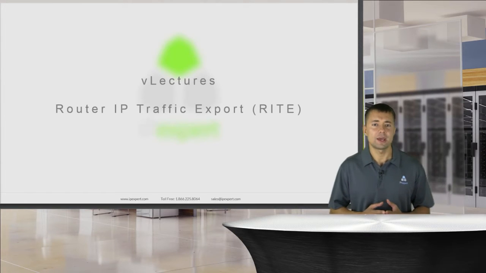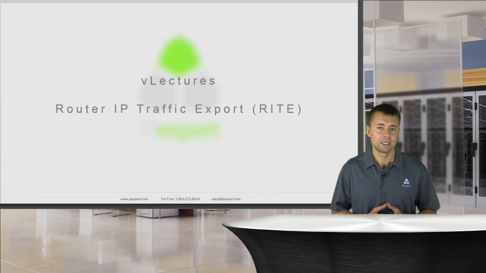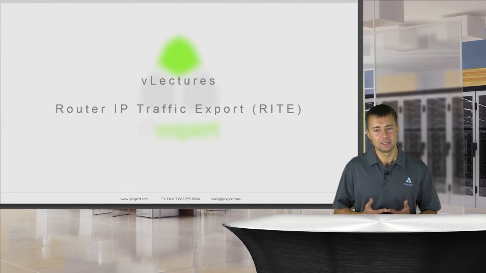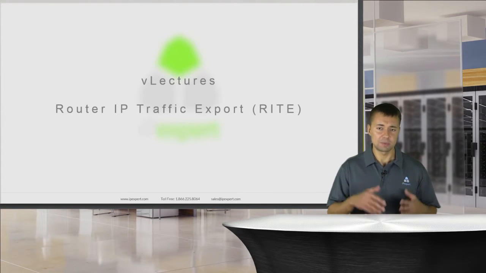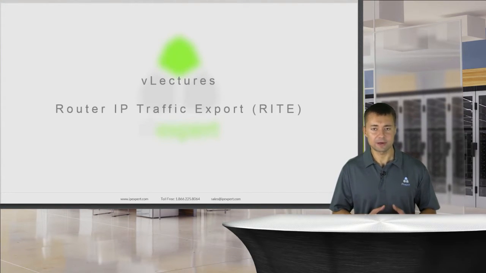Before I show you the configuration of Router IP Traffic Export, I would like to tell you a little bit about the advantages of this method and also about the limitations of this technology. At a high level, this technology works the same as SPAN or RSPAN, meaning that it allows you to copy the traffic flowing through a given interface or port to a different location. Again, an IDS solution or maybe a Wireshark-enabled PC.